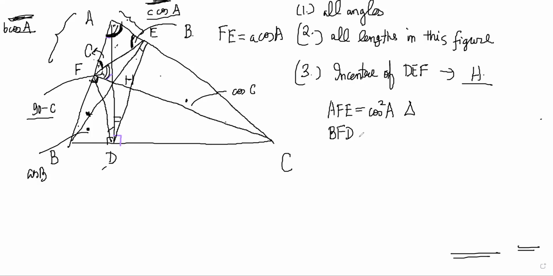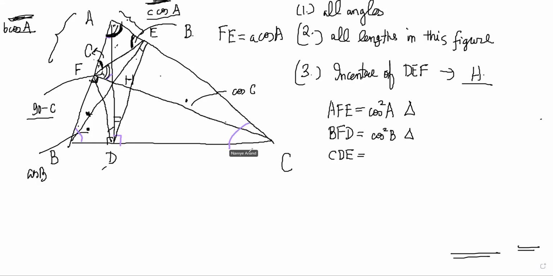Why cos square C suddenly? Where did the symmetry go? Sorry, cos square B times delta. Do you understand all this or are you just saying it? No, I didn't understand. I got confused between this triangle and this triangle.